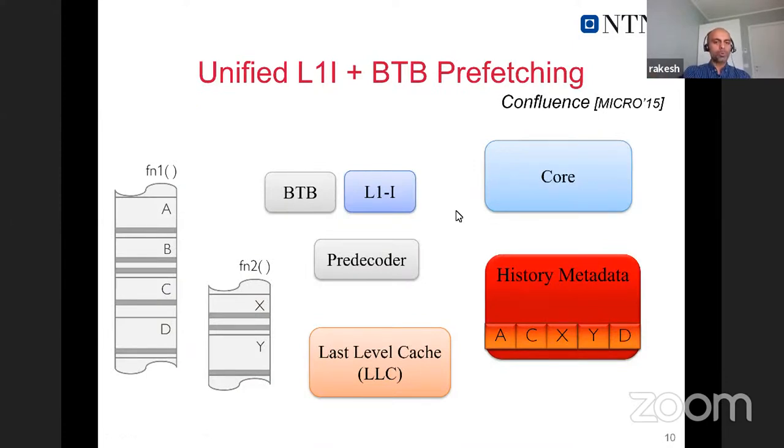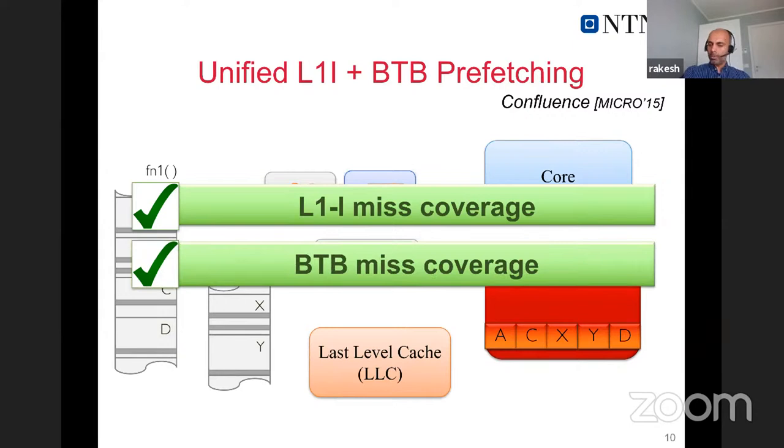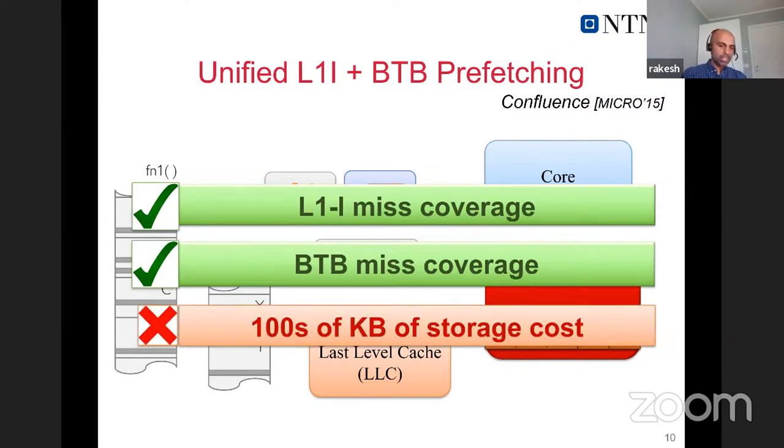All we need to do is put a pre-decoder between LLC and L1. And as you fetch cache blocks from the LLC, you pre-decode them to find if there is a branch instruction in that cache block. If you find them, put them into the BTB and forward the cache block itself to the instruction cache. And this way, you have a very good L1-I miss coverage. You have very good BTB miss coverage, but we still have these hundreds of kilobytes of storage cost.